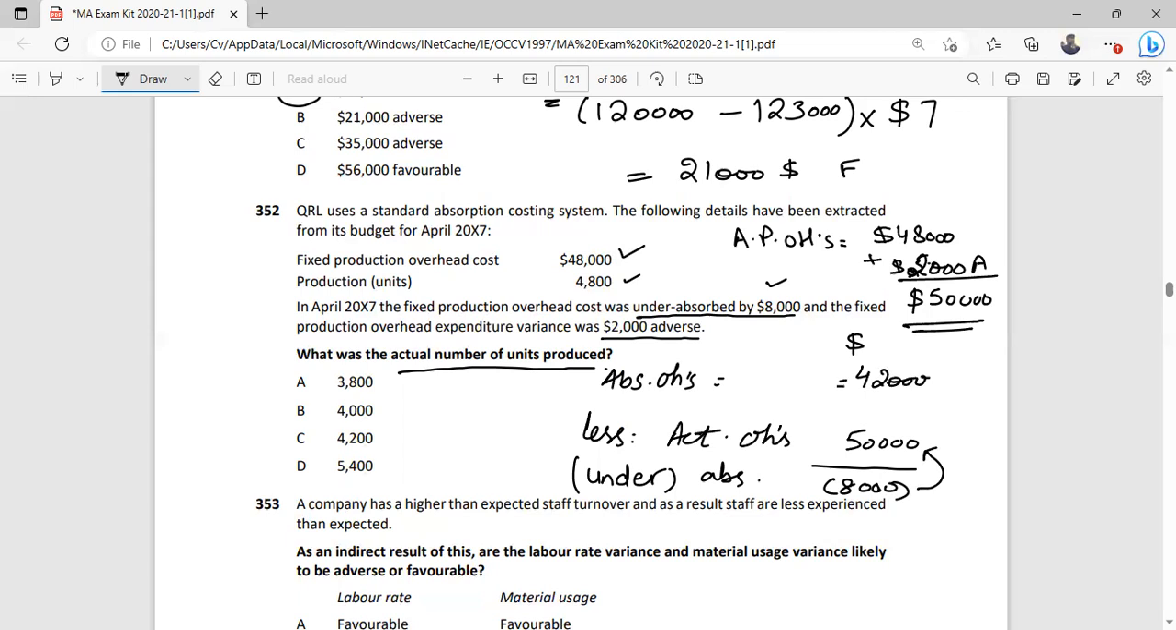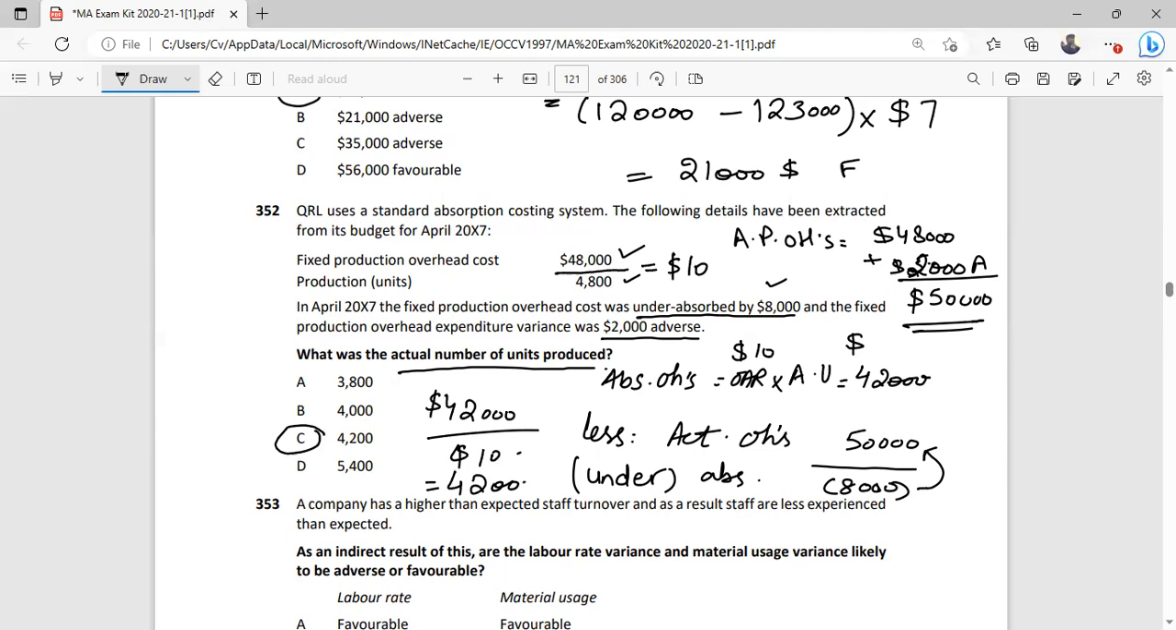Now, what is the formula of absorbed overheads? Absorbed overhead is equal to OAR into actual production units. OAR we can calculate in the question: budgeted production overheads of 48,000 divided by budgeted production units of 4,800. So OAR is 10. We have OAR 10 into actual production units. Actual production units is the requirement of the question. You can solve 42,000 divided by our absorption rate, which is $10. So we have actual production units of 4,200 units.